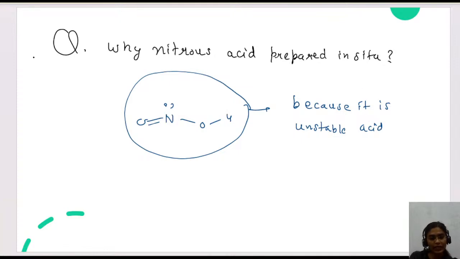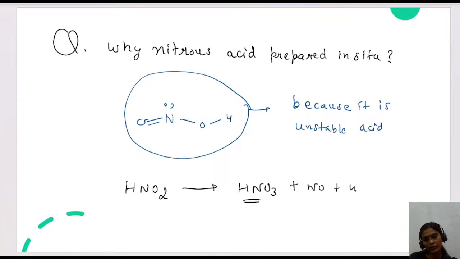So let's see how the decomposition happens. I guess you already know that HNO2 decomposes into HNO3, because HNO3 is a stable acid, and then NO plus water. That's why it is quickly formed inside the reaction, so that it is formed directly and consumed in the reaction, and further decomposition is not possible. So we noted that we can't use nitrous acid directly from outside. We prepare it in situ in the reaction, so that no decomposition takes place.